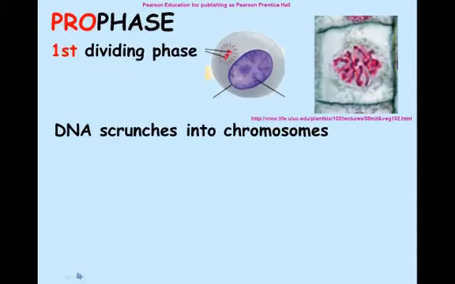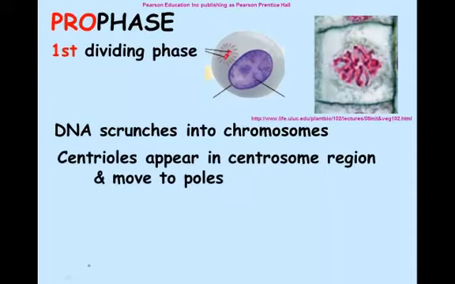The other thing we need to do if we're going to move chromosomes is get up the apparatus that's going to help move them. Remember, from our cell parts chapter, we talked about centrioles in animal cells. The centrosome area is going to help organize our spindle. Those are the microtubule fibers that are going to move our chromosomes.